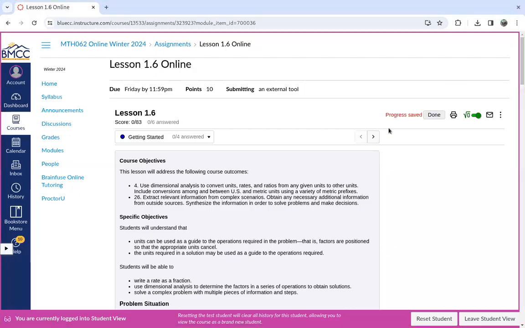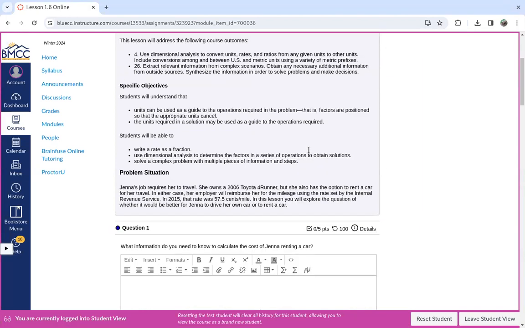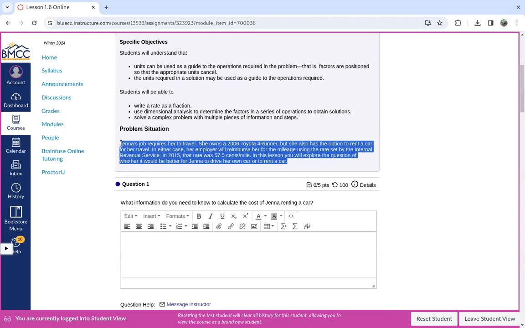Hello, Gary here. Let's take a look at lesson 1.6, the cost of driving. So we're going to use dimensional analysis here, and we're going to take some complex information and try and come up with a coherent result from it. And here is our problem situation.